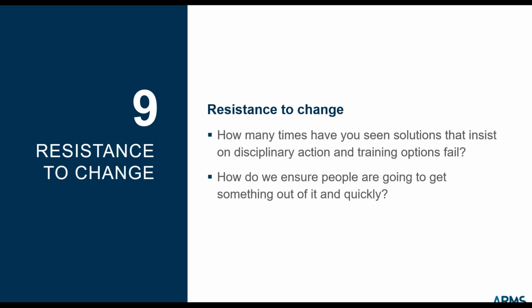Another is how to ensure people are going to get something out of it and quickly. So sometimes, like I mentioned before, you might have solutions where it's going to be a design change to the system, and it could be something that you're not going to be able to implement for 3 years. So when you're coming out and defining solutions, make sure there's things that can be done up front to get you up and running, things that can be done in the interim until that design change can be installed.